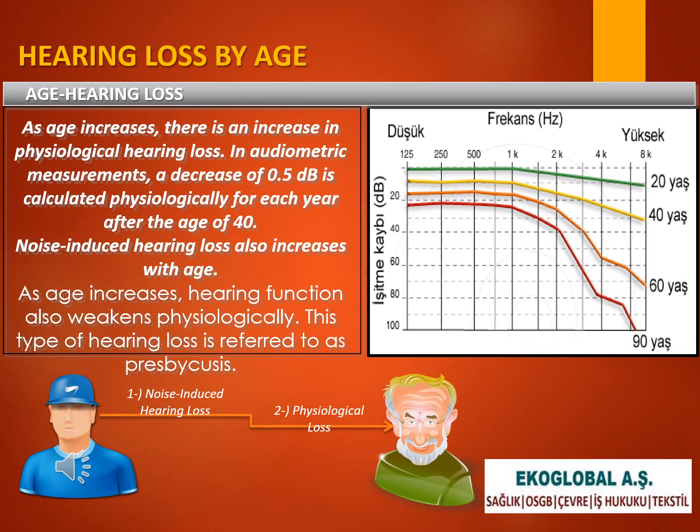Hearing loss by age. As age increases, there is an increase in physiological hearing loss. In audiometric measurements, a decrease of 0.5 decibel is calculated physiologically for each year after the age of 40. Noise-induced hearing loss also increases with age. As age increases, hearing function also weakens physiologically. This type of hearing loss is referred to as presbycusis.